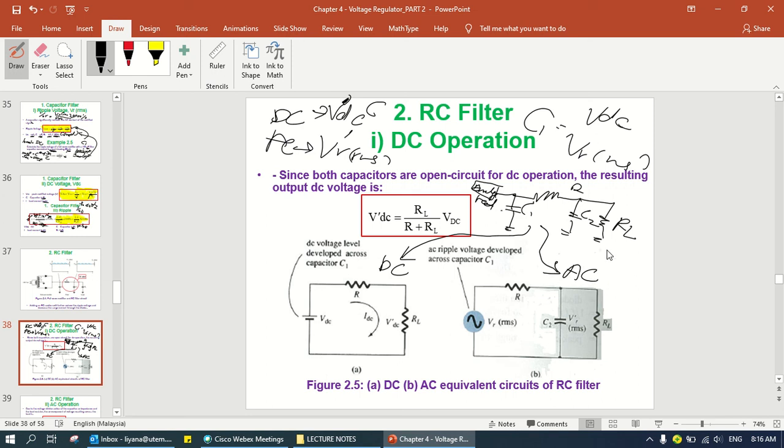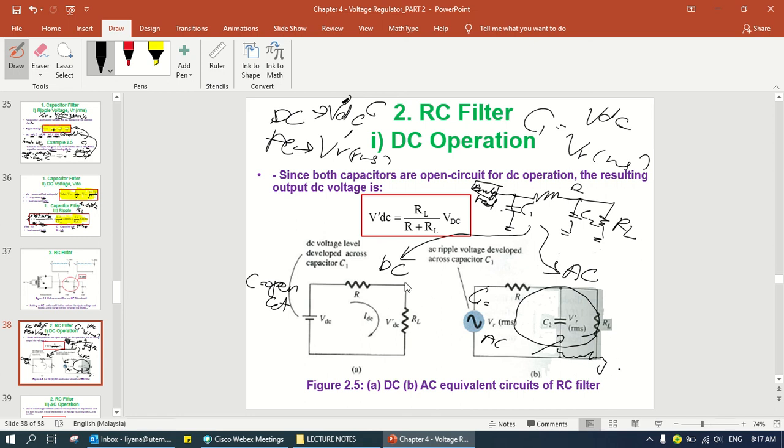So for this one, they remove C and just leave R. C1 is replaced with VDC. C2, the C becomes an open circuit. That's why it has VDC, R, V prime DC and RL only. So for AC, C1 is replaced with VRMS and C2 is there. C2, because this is our AC. So this one is working.